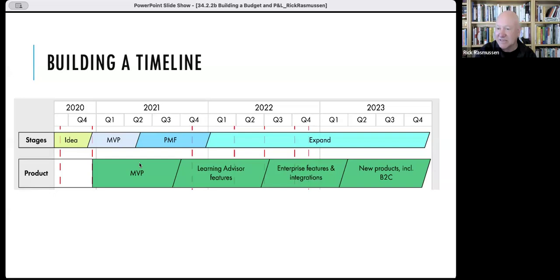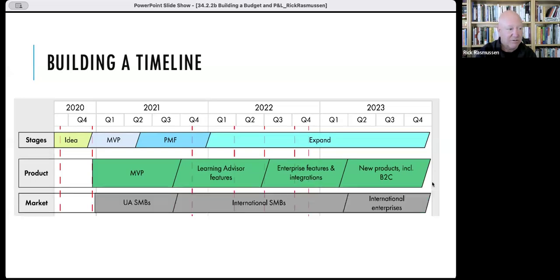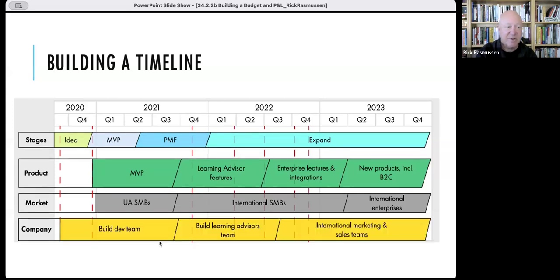They're doing proof of concepts and trials and everything else. This next one is they're going to add some learning advisor features, whatever that is, then enterprise features, and then consumer-facing features. Cool. They're going to sell in Ukraine to small, medium businesses. Cool. They're going to then go international, and then they're going to go to, instead of small, medium businesses, to enterprises. They're going to build their development team. Then they're going to build their learning advisors team, so the customer-facing group, and then international sales and marketing.